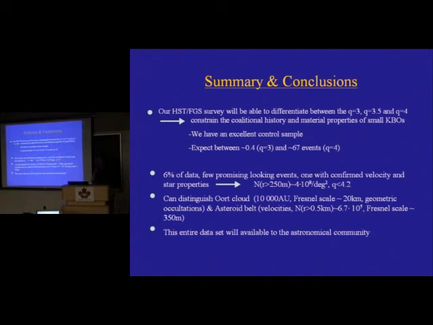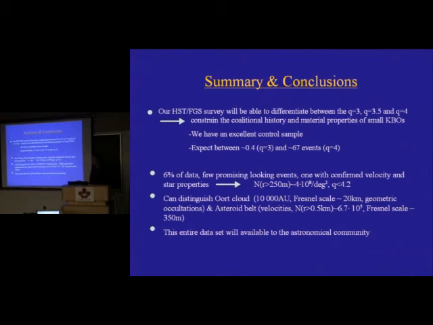We have so far received 6% of the data, and we have a few promising looking events. One has confirmed velocities and star properties. Extrapolating from that, the number of objects with radius larger than 250 meters would be 4 times 10 to the 8 per square degree, and the power law index would be less than 4.2.